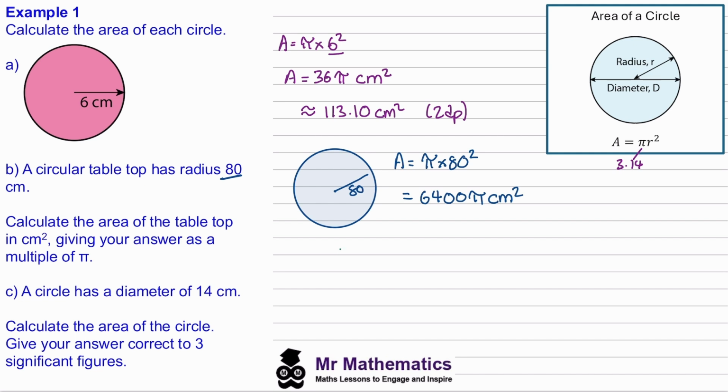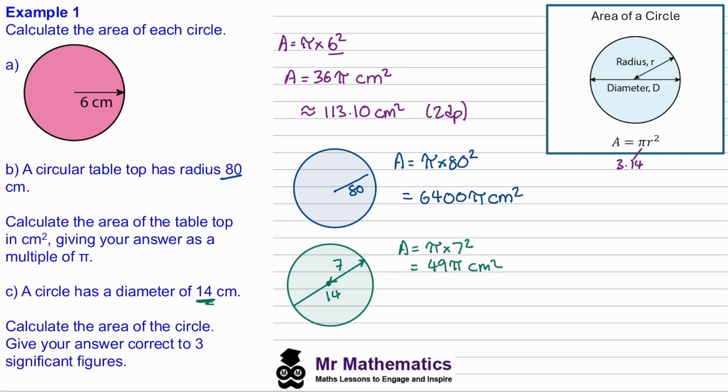So if we sketch a circle, this time we're given the diameter of 14. So this will go through both sides of the circumference, passing through the center. And if the diameter is 14, that means the radius from the center to the circumference will be 7. So the area will be pi multiplied by the 7 squared, which is 49 pi.